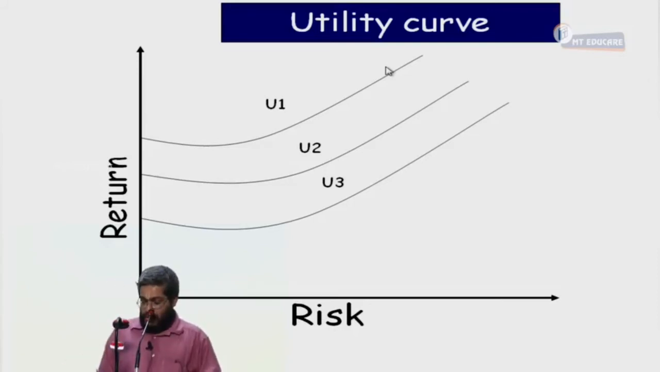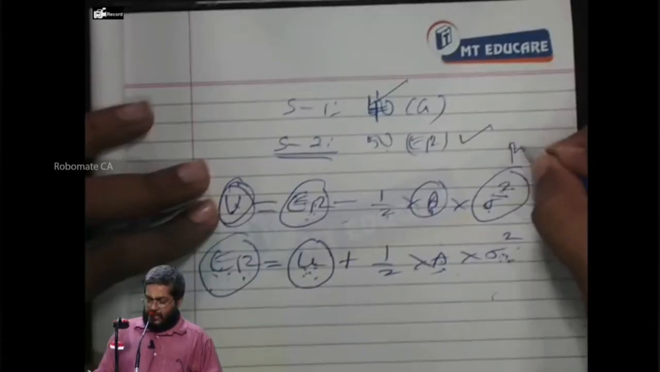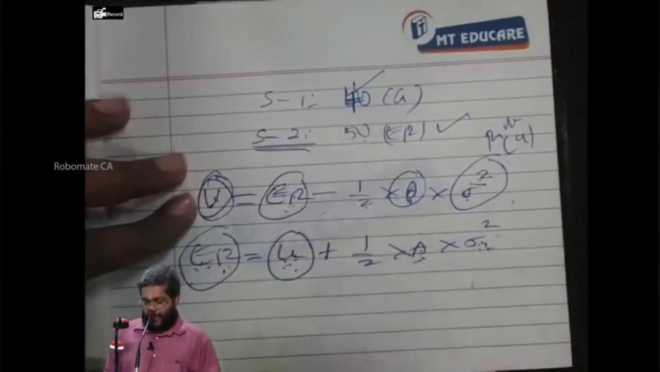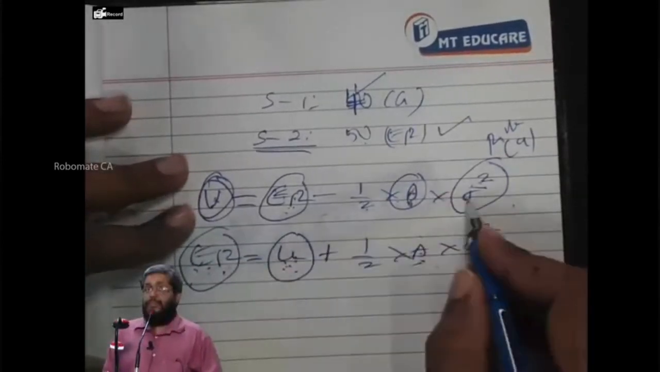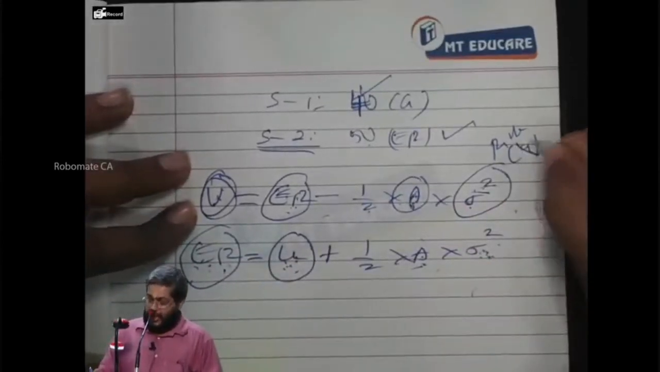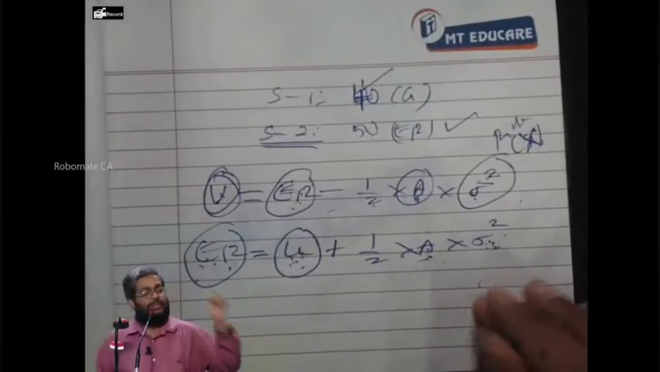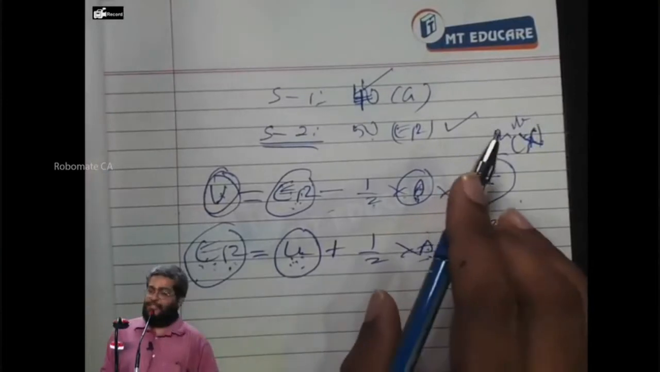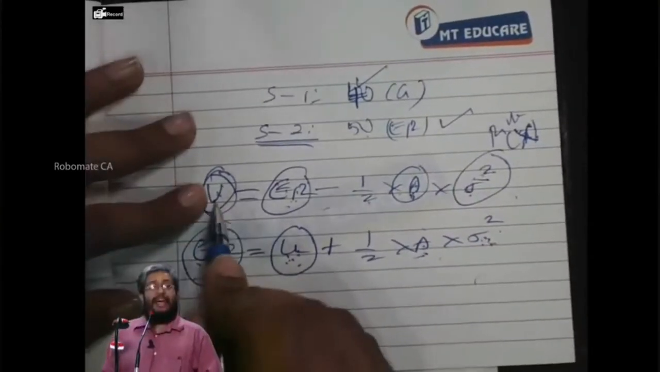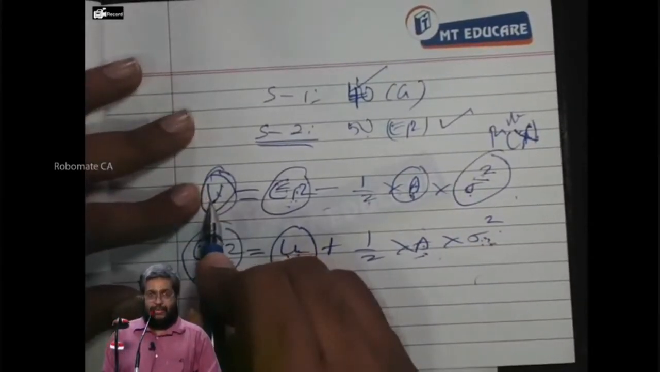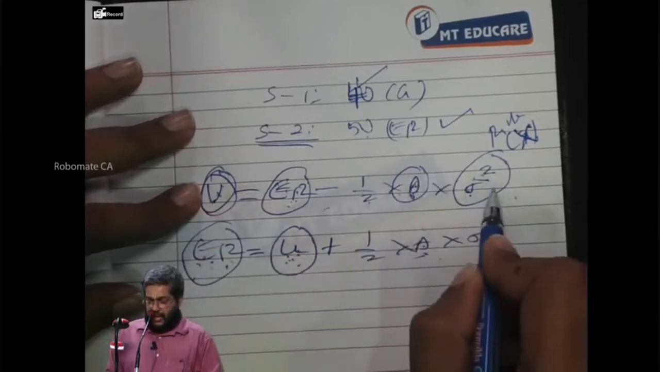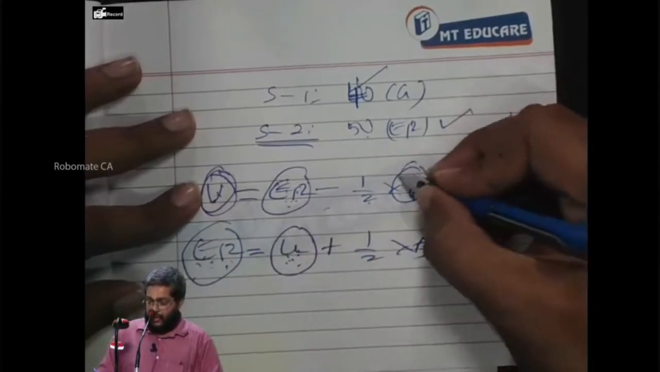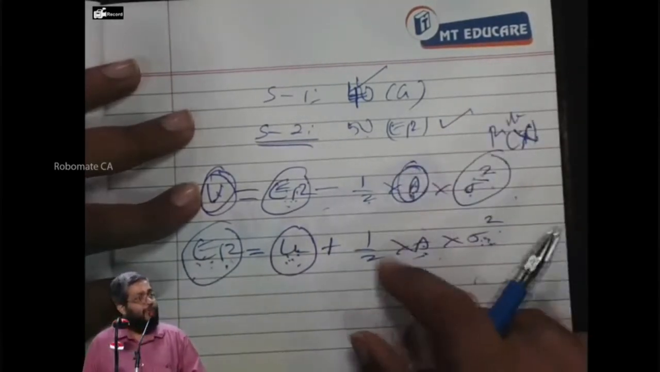Now see. Standard deviation is risk, which is the x-axis. Please don't disturb me. Standard deviation is on the x-axis. The happiness which I derive depends on the standard deviation, the expected return, and also the adjustment factor.